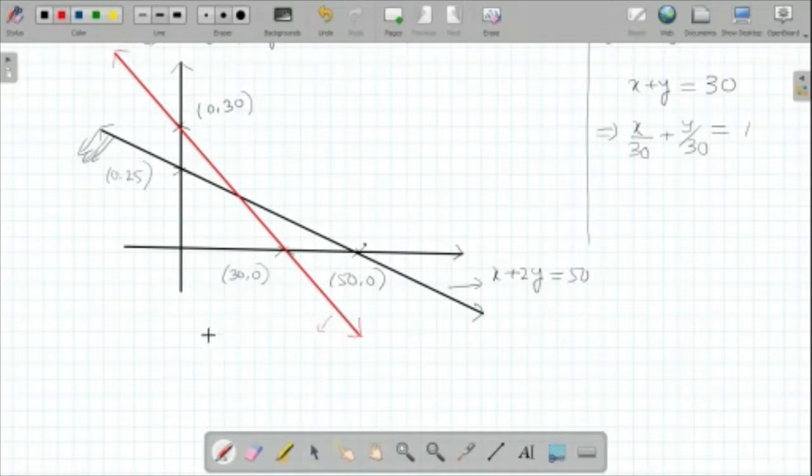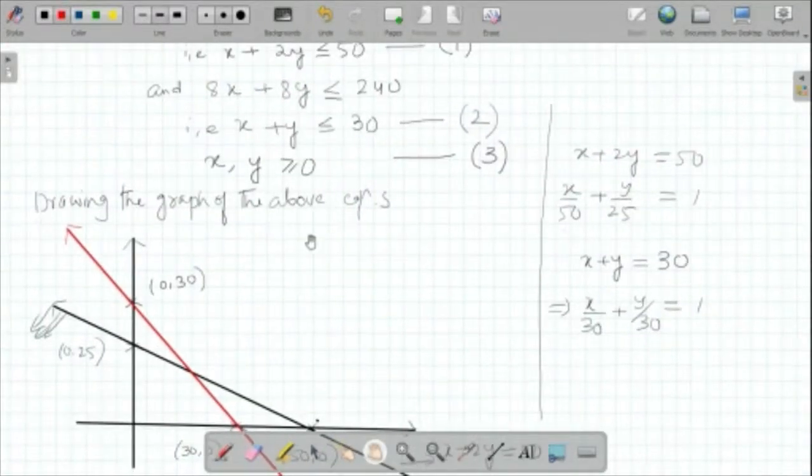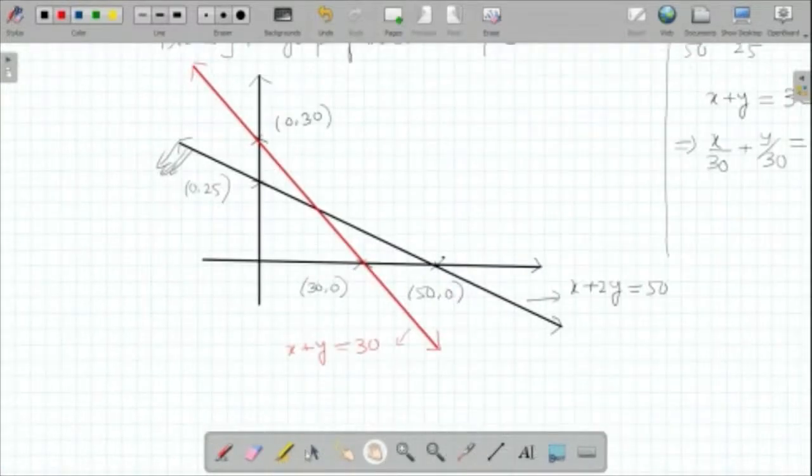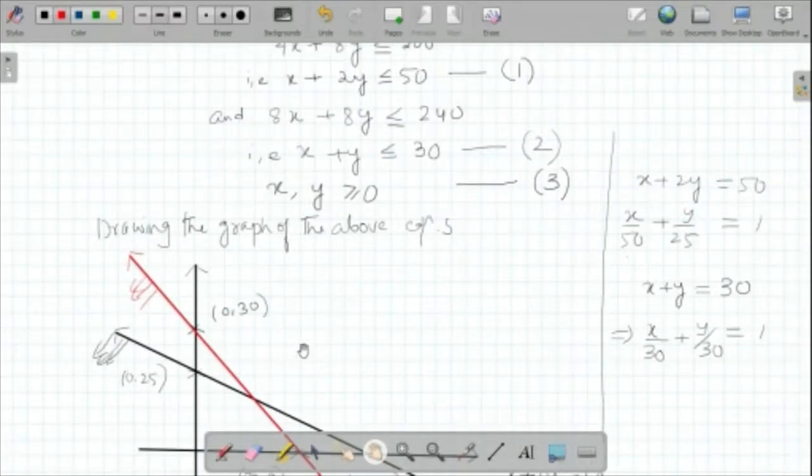So this is x plus y equals 30. Now what is the region? x plus y less than or equal to 30, so this should be on the downside or left side. So which side? This side, right? And moreover x and y should be greater than or equal to 0.